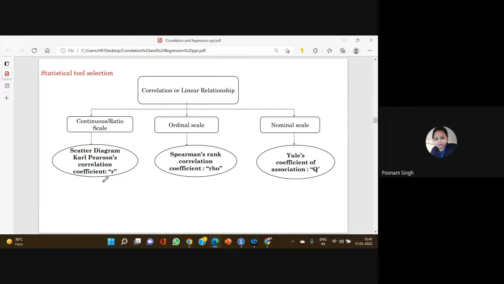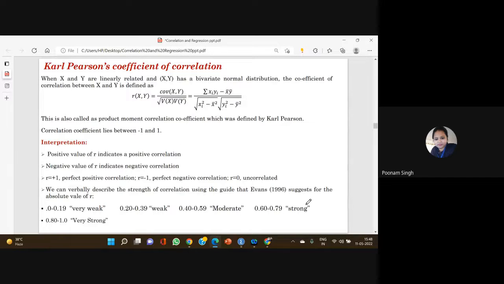And Karl Pearson correlation coefficient is for ratio scale, which means the variables can be meaningfully added, subtracted, multiplied or divided. Such type of things are there. So this is the statistical tool selection, meaning which correlation coefficient method to use.